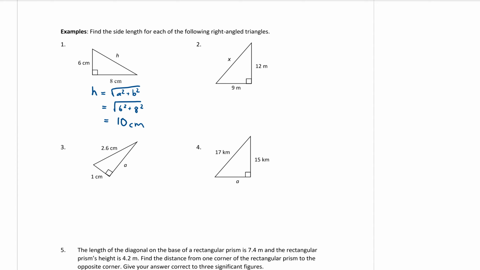Question 2, x is also the hypotenuse. It's straight across from the right angle, so it's the hypotenuse as well. So again, we're using the same formula. H equals the big square root sign of a squared plus b squared. Okay? A and b, doesn't matter which is which. I'm going to say that a is 9, so 9 squared, and b is the 12. That one also works out really nicely in your calculator. It's 15. And the units are metres.